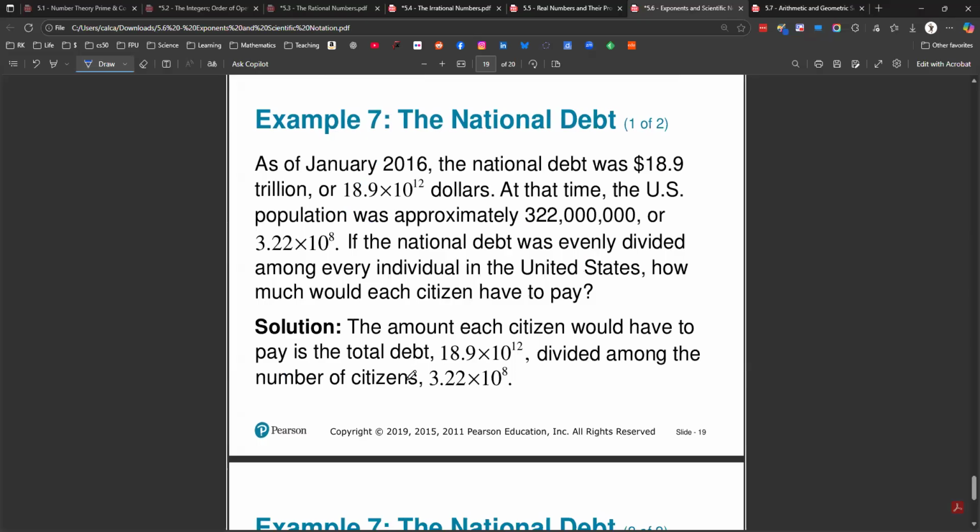All right. So scientific notation is used for numbers that are really, really big or really, really small. And so in this example, the national debt is a very huge number. And so we're going to use scientific notation to notate that. In January 2016, the national debt was 18.9 trillion, or 18.9 times 10 to the 12th dollars. At that time, the US population was approximately 322 million, or 3.22 times 10 to the 8th. If the national debt was evenly divided among all the individuals in the United States, how much would each citizen have to pay?